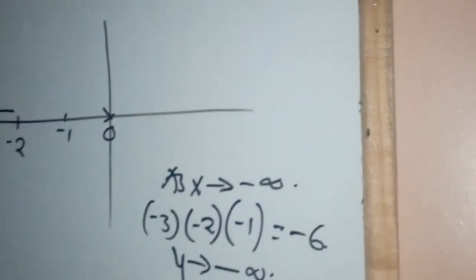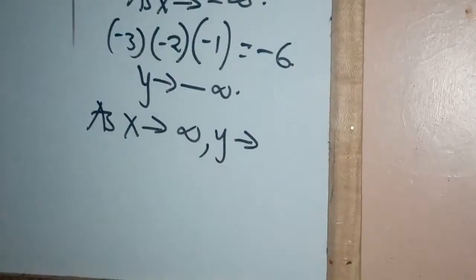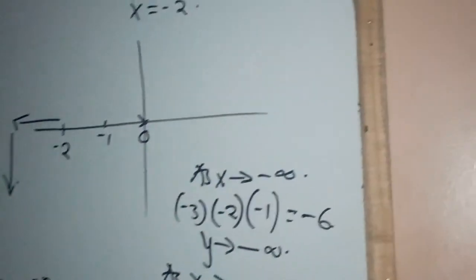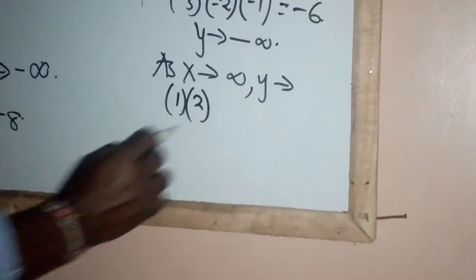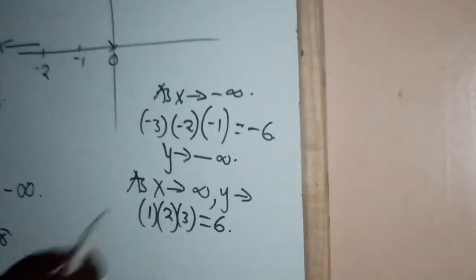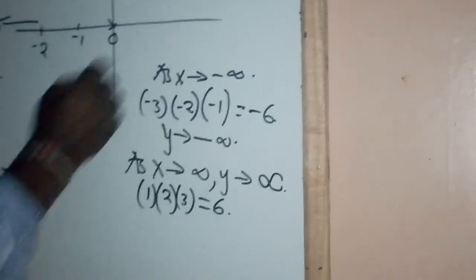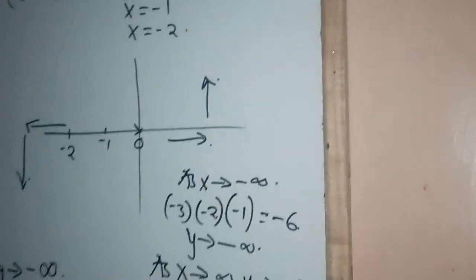Let's see. As x approaches positive infinity, how does y behave? A value of x needs to be something greater than 0, and the next value is just 1. So what does the first bracket give us when we have 1? It's 1. The second bracket, 1 plus 1, is 2. The third bracket, 1 plus 2, is 3. And we have a positive 6. So as x approaches positive infinity, y approaches positive infinity.